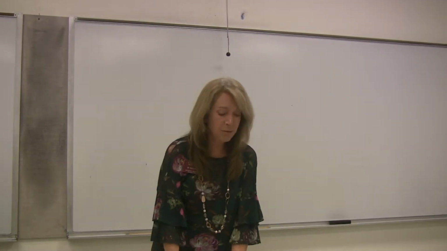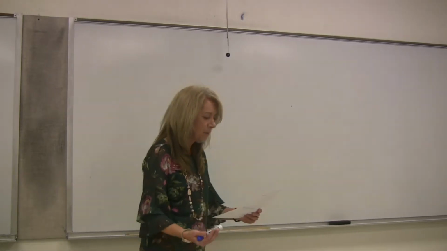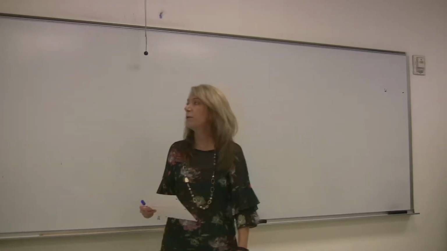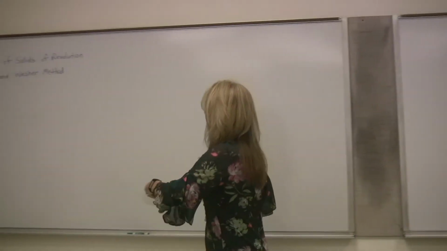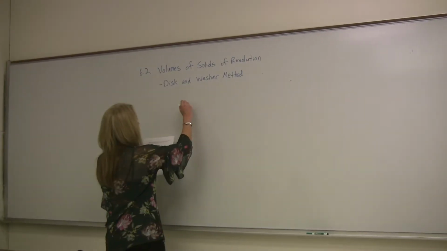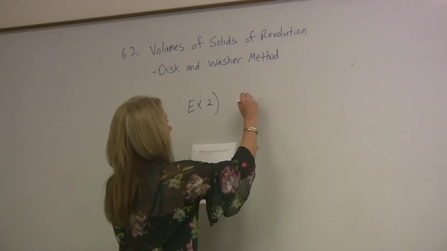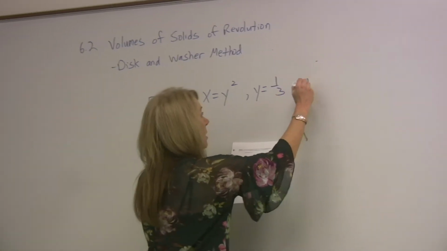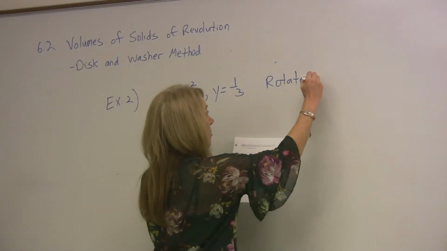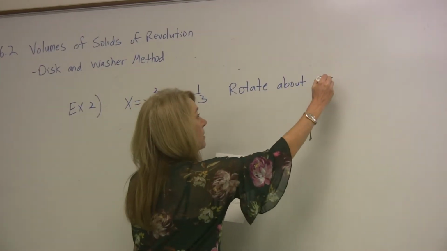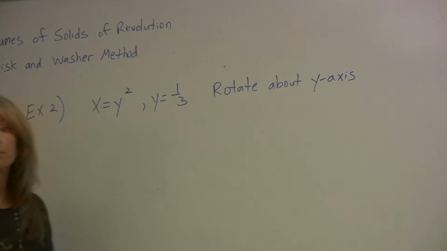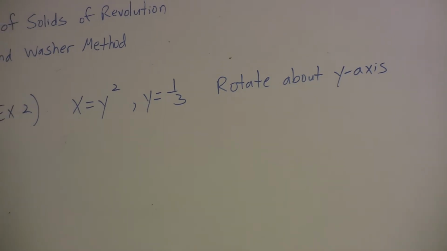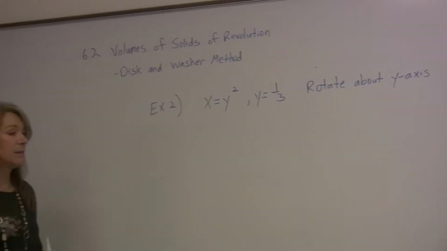Page 9, example 2. Again, sketch the region, lots of drawing here. Sketch the region, draw a rectangle, and find the volume after we rotate. So example 2. We have x equals y squared, y equals 1/3 x, and we're going to rotate about the y-axis. So we got two functions, we're rotating about the y-axis.